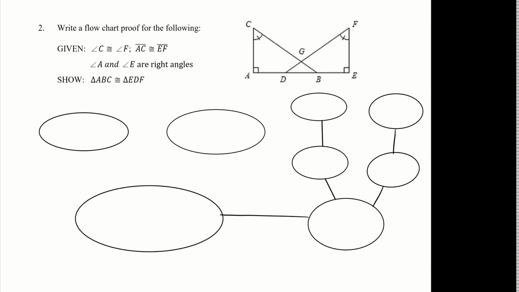This is going to be one of the things. That's going to be a pair of my angles. This is going to be the pair of the sides, and this is going to be the other pair of angles. So this is pretty much the structure of this particular flowchart proof. Let's go ahead and put the details in.